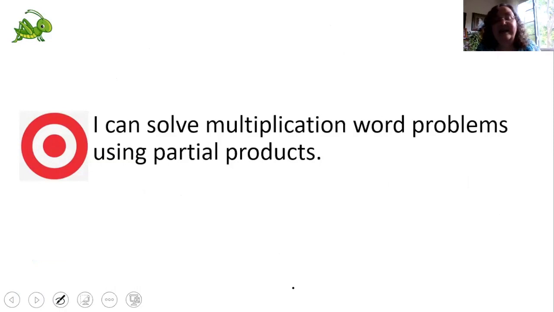So today, my learning target was I can solve multiplication word problems using partial products. And because we used that graphic organizer, we got 2 parts of the answer and then we added them together to find the answer. You've got a few more problems left to do on your practice set. Go ahead and try to do them by yourself, but don't forget to write an answer, a sentence, for each of those problems.